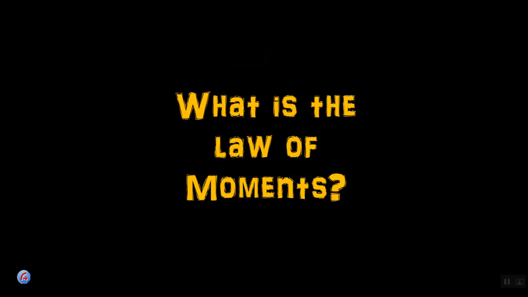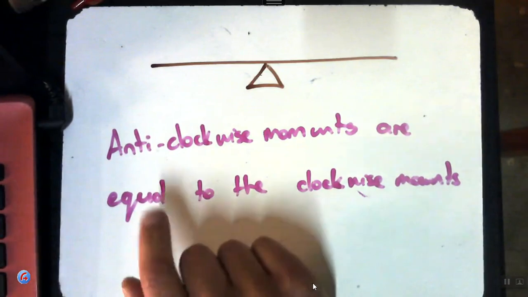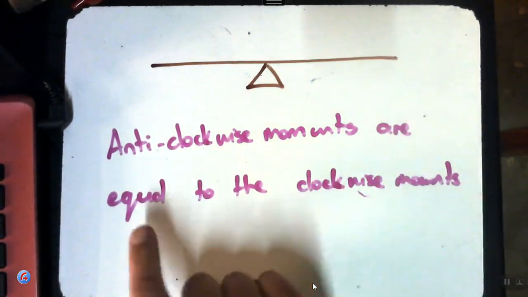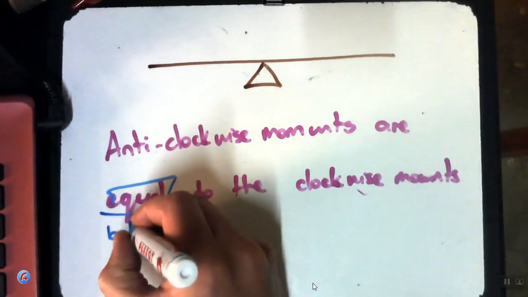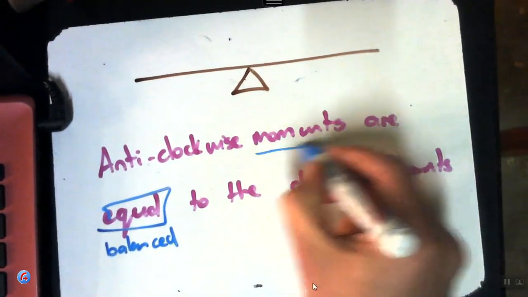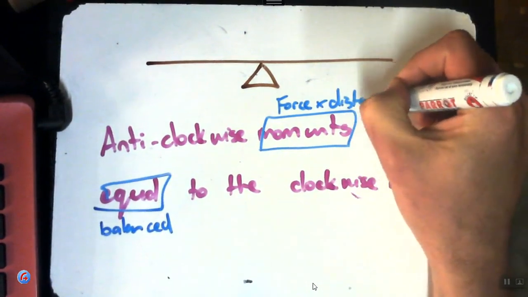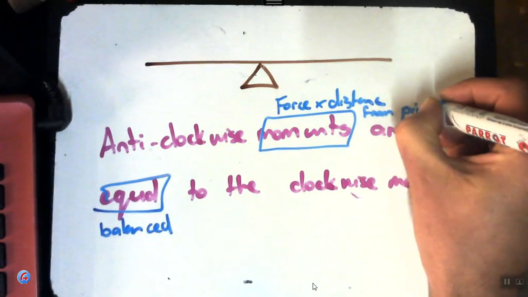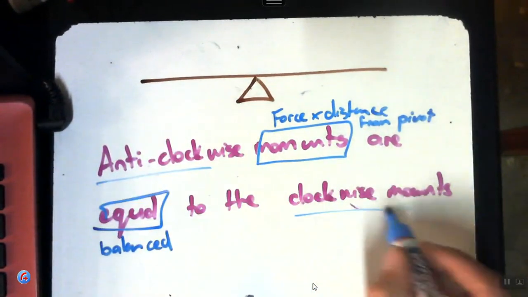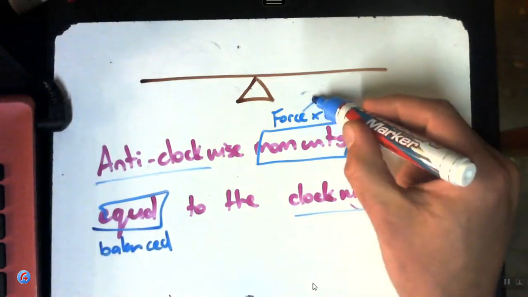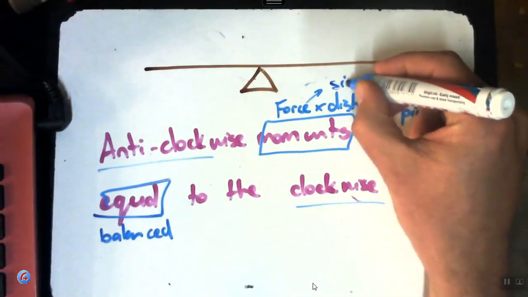Now, let's see if we can remember what the law of moments is. As you recall from last week, the law of moments states that the anti-clockwise moments are equal to the clockwise moments. So here is where the words equal and equilibrium meet, they are balanced. A moment, we said, is a force times the distance from the pivot. And we said the pivot is the point on which we balance. The clockwise and anti-clockwise is a direction, and the direction is because a force, as we've learned previously, is a vector quantity, so it has a size and a direction.